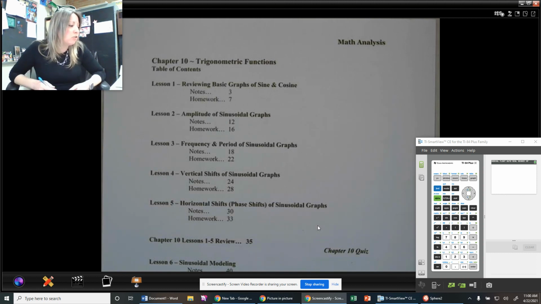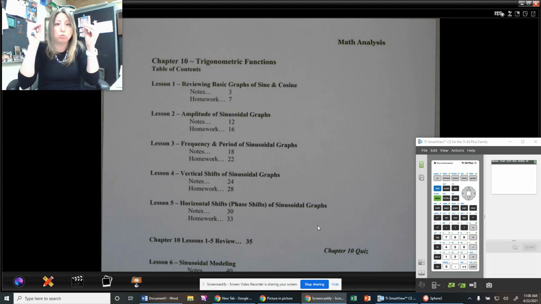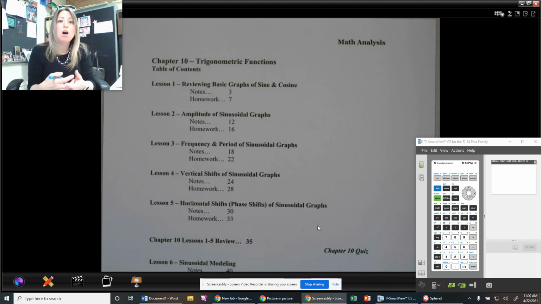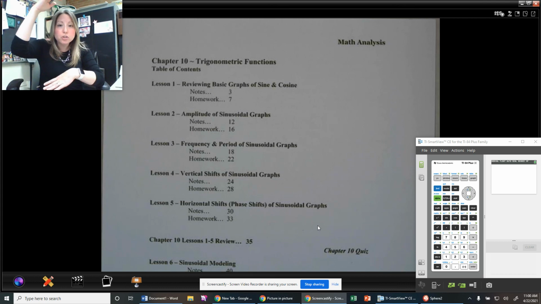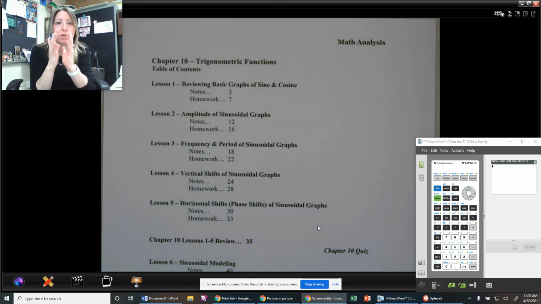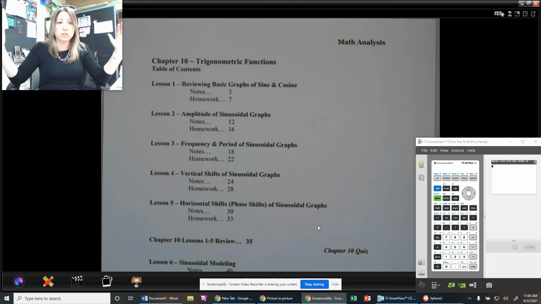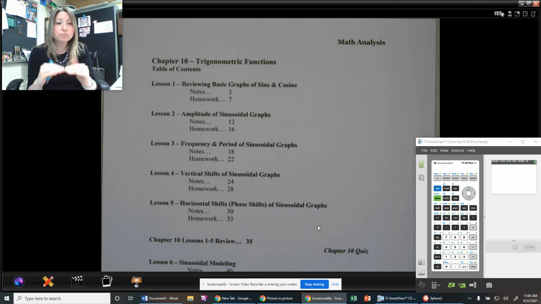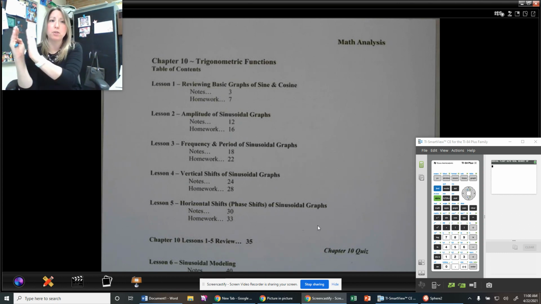So what we're going to be looking at in Chapter 10 is all our trigonometric functions. We're going to review today very quickly our basic graphs of sine and cosine. Then in lessons 2 through 5 we're going to slowly move our sine and cosine functions around our graphs. So we'll raise them up and down with our amplitude, we'll squish them or widen them with frequency and period, and vertical shifts will move them up and down. Horizontal or phase shifts will move them left and right.